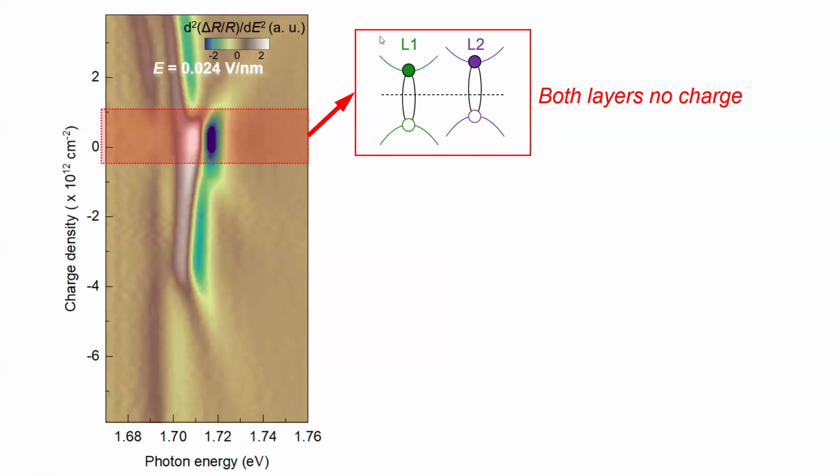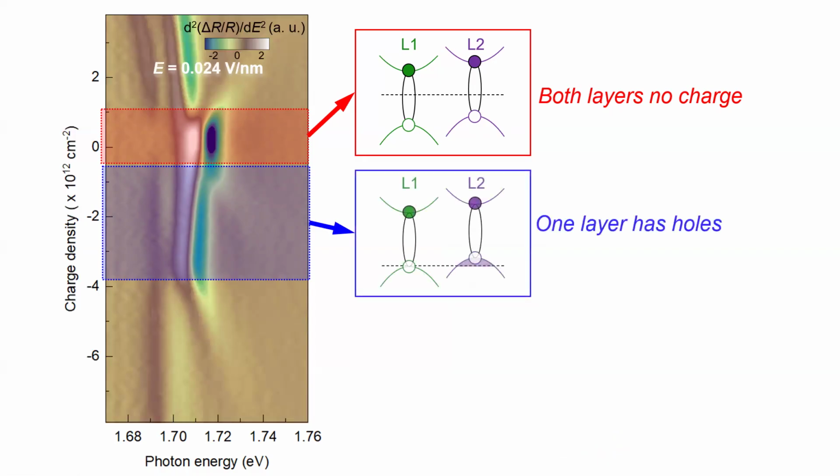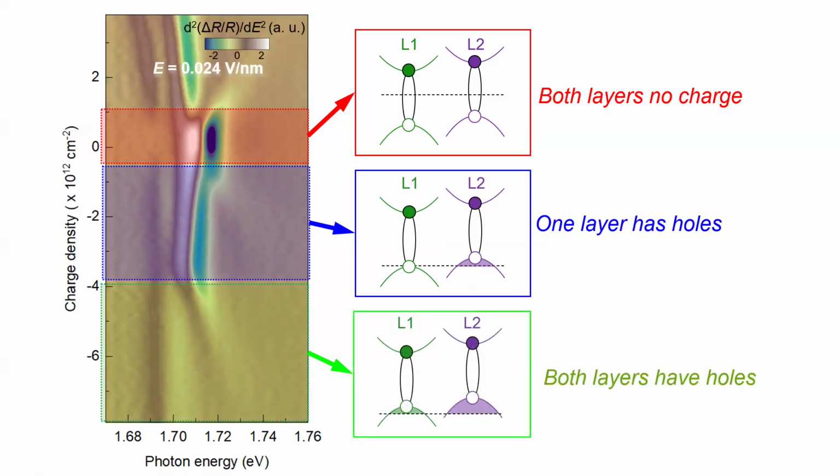So we can clearly see that there are different charge doping regimes. For example, this red regime corresponds to both layers being intrinsic, so here there's no charge doping. And then in the second doping regime, marked by blue, one layer has holes and the other layer is still intrinsic. And finally, the last regime, marked by green, is where both layers are doped by holes. So this is very clear in the reflectance contrast spectral measurement.